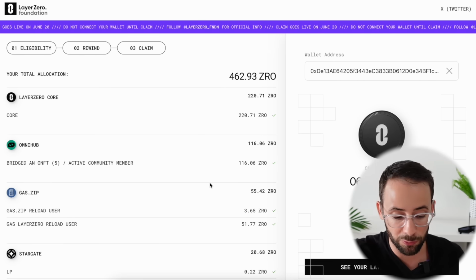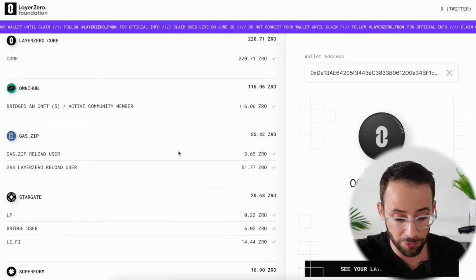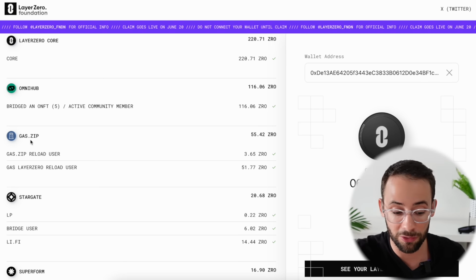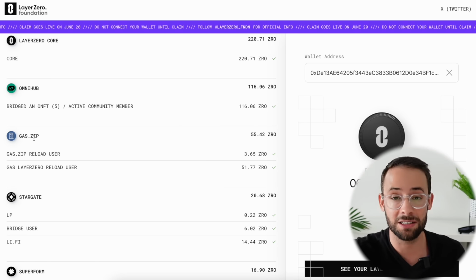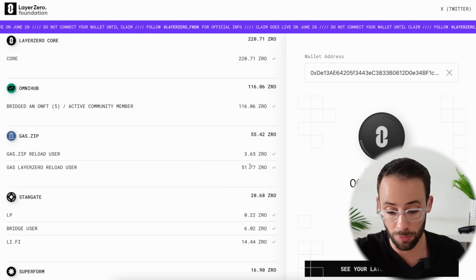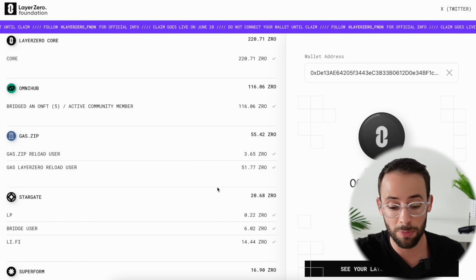I got a bunch of messages from people saying that they qualified due to some of my videos, and specifically some people are saying that some of the apps they use like gas.zip helped them get a massive allocation. So here you can see I used gas.zip quite a bit and it got me almost 56, or 55.420 tokens, just from that one app.